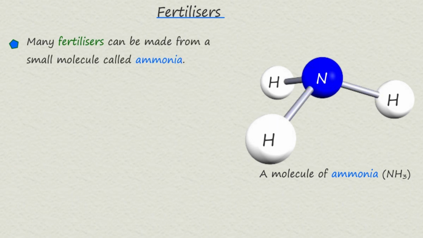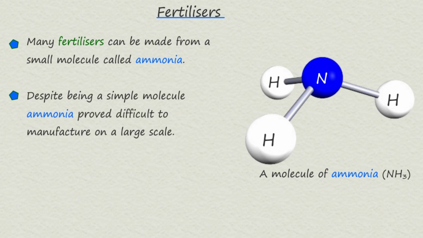Now, ammonia is a very simple molecule composed of 3 atoms of hydrogen, covalently bonded to an atom of nitrogen. At first glance, it would seem simple and straightforward to synthesize or produce such a small and simple molecule, but unfortunately, the synthesis of ammonia proved not so straightforward after all.